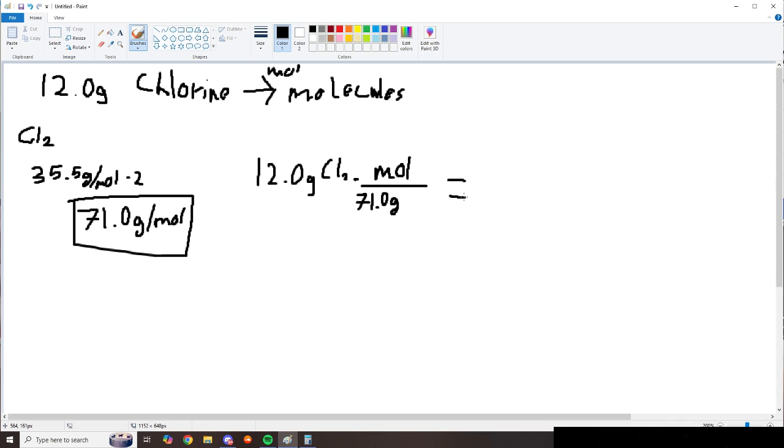So 12.0 divided by 71 gets us 0.169014. No, it doesn't get us that. We have to use sig figs. We're going to use 3 sig figs, so we're going to get 0.169 moles of Cl2.